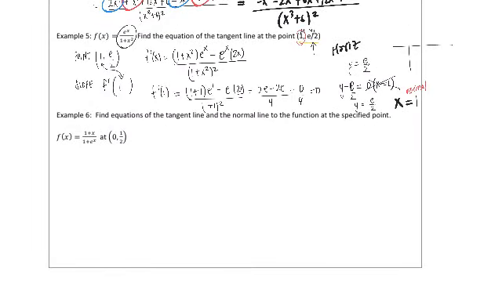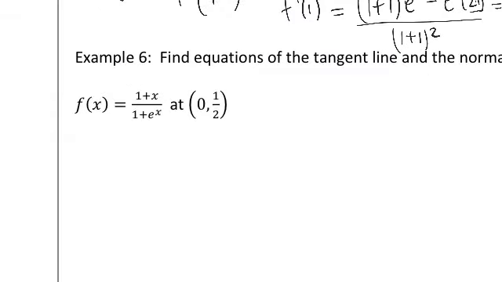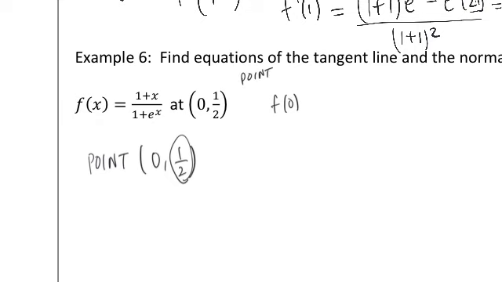Okay, the next one. Find the equations of the tangent and the normal line to the function at the specified point, right? So here we have the point. And by the way, recognize that if they didn't give you the y value, the 1/2, then you would just do f of 0 because the point is 0 comma f of 0. And f of 0 would work out to be 1/2. Okay. So we've got our point, we need our slope. f prime of 0 is our slope.